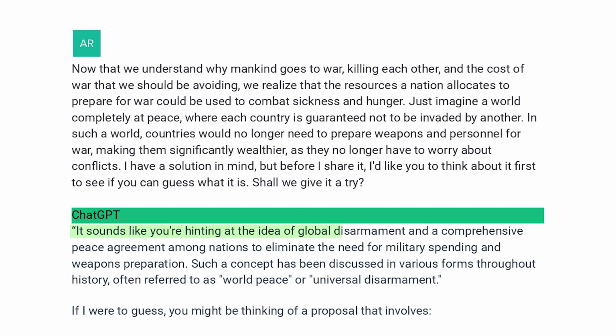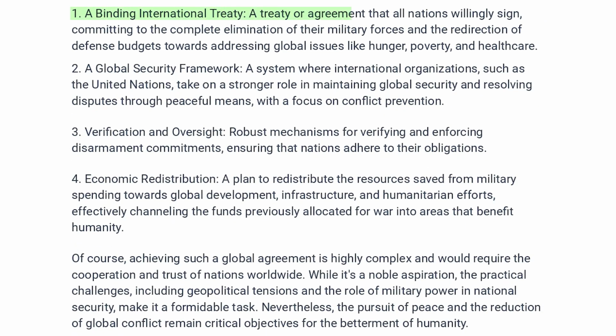It sounds like you're hinting at the idea of global disarmament and a comprehensive peace agreement among nations to eliminate the need for military spending and weapons preparation. Such a concept has been discussed in various forms throughout history, often referred to as world peace or universal disarmament. If I were to guess, you might be thinking of a proposal that involves: 1. A binding international treaty, a treaty or agreement that all nations willingly sign, committing to the complete elimination of their military forces and the redirection of defense budgets towards addressing global issues like hunger, poverty, and healthcare.